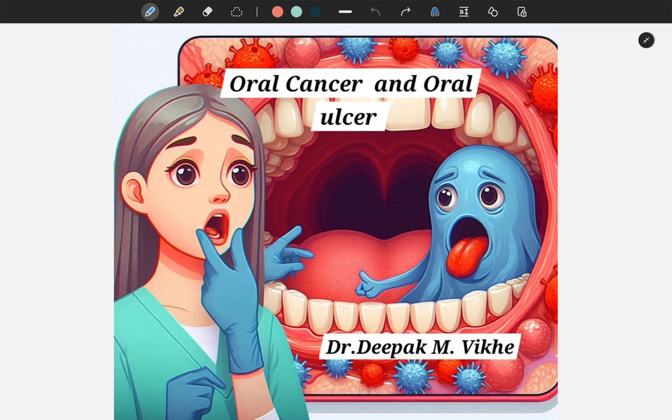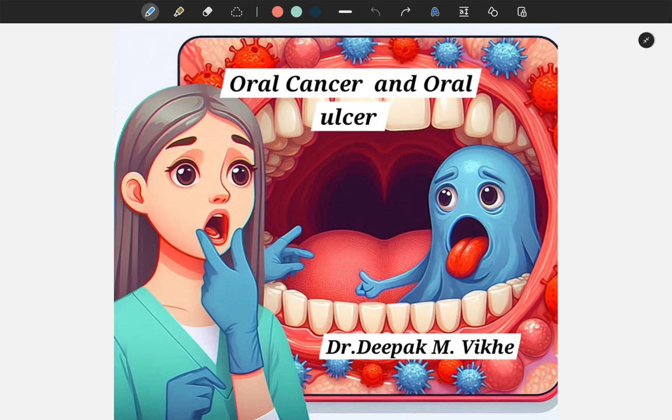First, we will see oral ulcers in detail, also known as canker sores, which are painful sores that appear inside the mouth. They can be caused by stress, infections, or nutritional deficiencies. On the other hand, oral cancer refers to the uncontrolled growth of abnormal cells in the mouth, which can be life threatening if not treated early. Let's start with the oral ulcers.